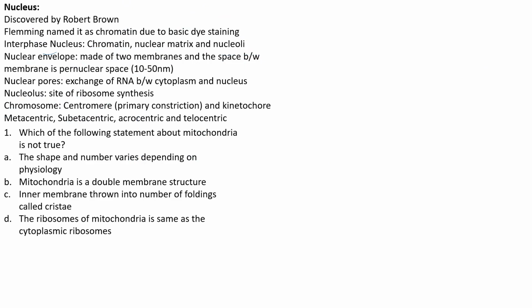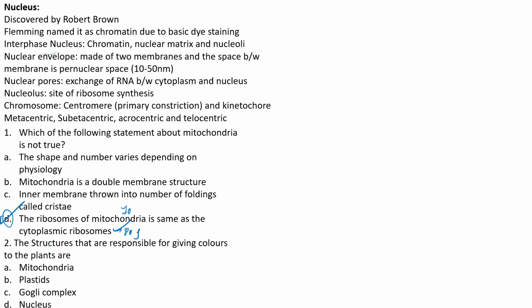Which of the following statements about the mitochondria is not true? The shape and number vary depending upon the physiology. The mitochondria is a double membraned structure. The inner membrane is thrown into a number of foldings called the cristae. And the ribosome of the mitochondria is the same as the cytoplasmic ribosomes, right? If you try to recall, the ribosomes of the mitochondria and the cytoplasmic ribosomes are different. It is 70 S, but in this case it is 80 S, right? So this is not a true statement, hence our right answer is D. Okay, so D is not a true statement.